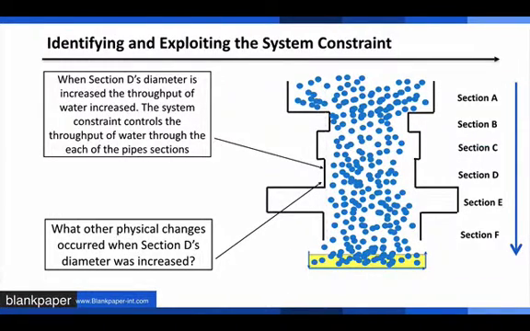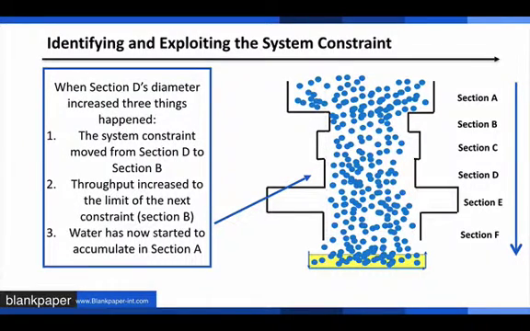So when section D's diameter is increased, the throughput of the water, the rate at which the water enters the tank at the bottom of the pipe, has increased. And the key thing is the system constraint controls the throughput of water through each of the pipe sections. So when we increase section D, what did we do here? It may not be quite obvious in the drawing, but what we've done is we've shifted the bottleneck to the narrowest diameter part of the pipe.